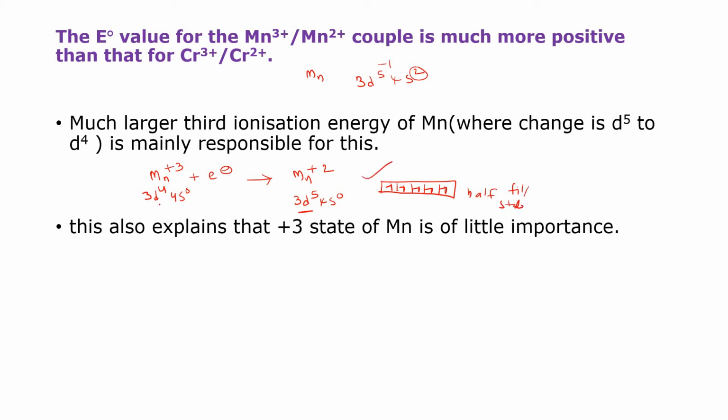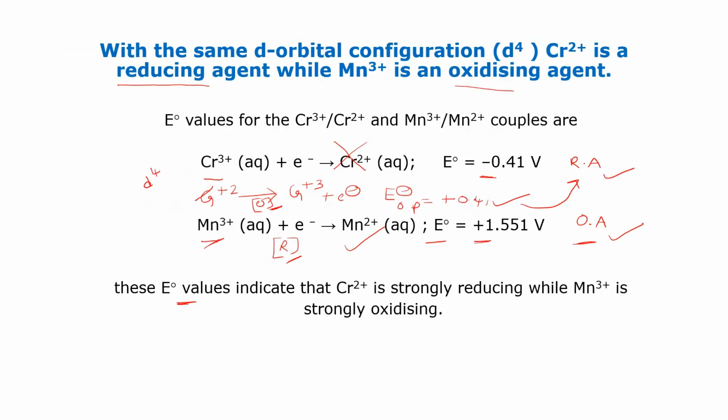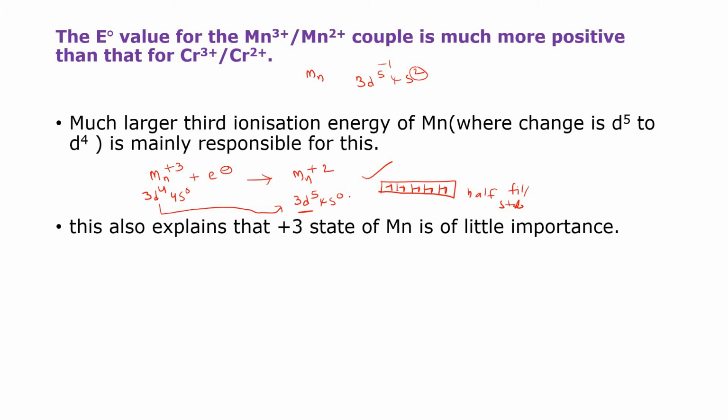Why? Because 3d4 converting into 3d5 readily takes place. To get the half-filled configuration, this reaction readily takes place now. So definitely the reaction takes place. Spontaneous reaction it is. So much positive we get. How much value did we get just now? You see, 1.55. The value of how much did we get here? The electrode potential value for this one, how much did we get here?